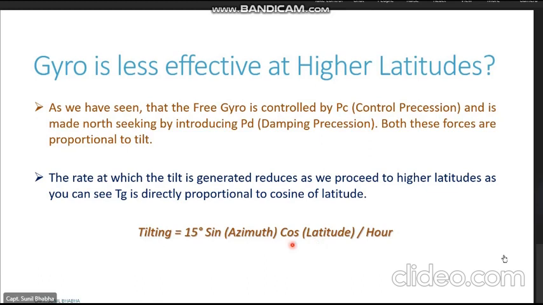Now when tilting is 0, that means tilt will not be generated. The rate of change of tilt is 0. That means tilt will not be generated. If tilt is not generated, PC and PD will not be generated. And if PC and PD do not exist, the gyro cannot become a north-seeking damped gyro compass.